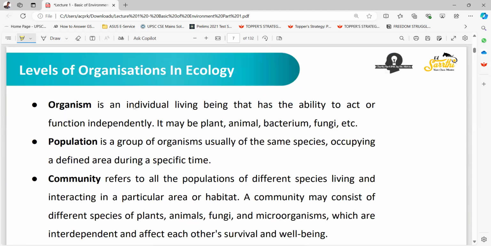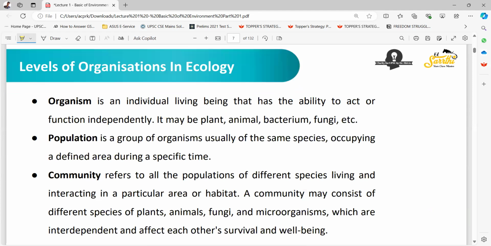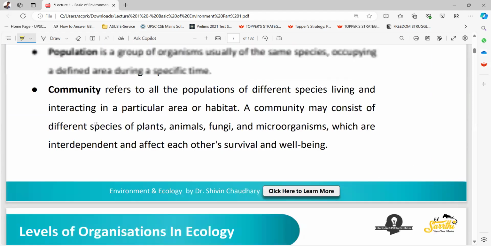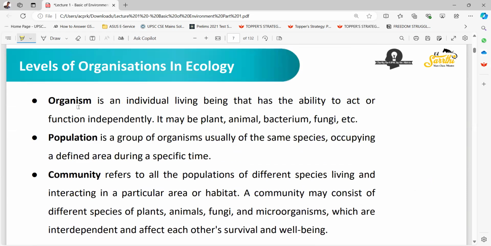Okay, levels of organization in ecology. They are organism, population, and community. OPC. Organism is an individual living being that has the ability to act or function independently. It may be a plant, animal, bacterium, fungi, etc.